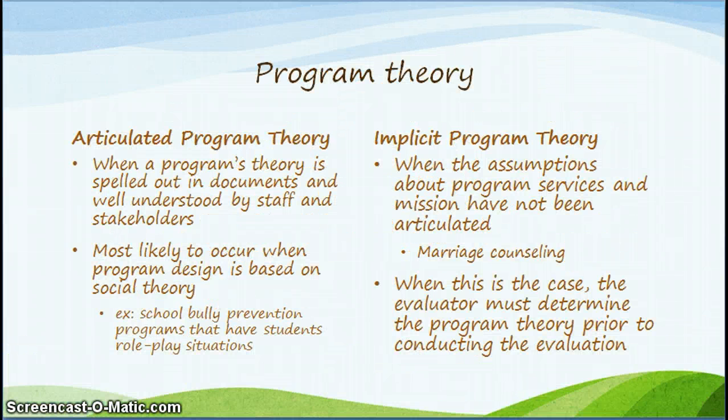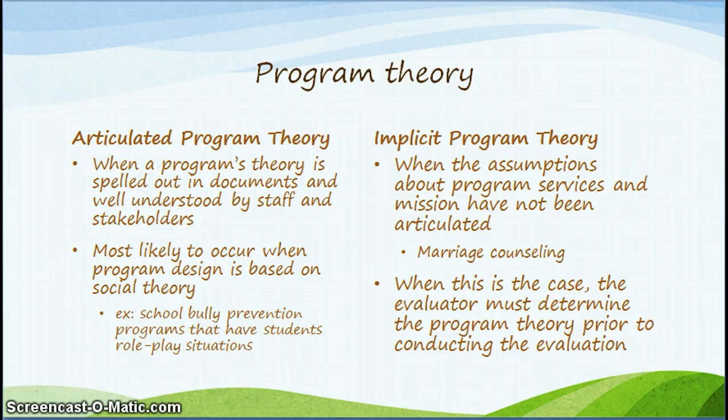There's two essential types of program theory, articulated and implicit. Articulated means that it is spelled out in documents and well understood by the staff. Most likely, it occurs when a program design is based in social theory. For example, in schools, when we do bully prevention programs, there's a lot of role play that students participate in. And that's because there's social research that supports that young people doing role play impacts their decisions and actions.